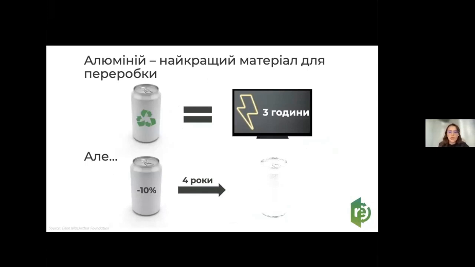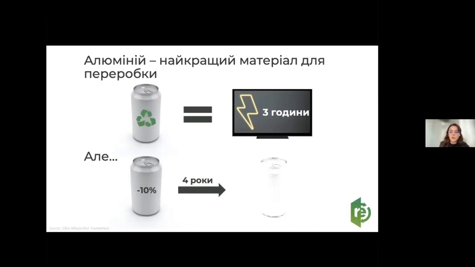Let's consider recycling using the example of aluminium. Aluminium is seen as one of the best materials for recycling. It does not lose its quality after multiple cycles of recycling, and recycling it saves a huge amount of energy and water. For example, by recycling a single aluminium can, you are saving an amount of energy that could power your TV for 3 hours.